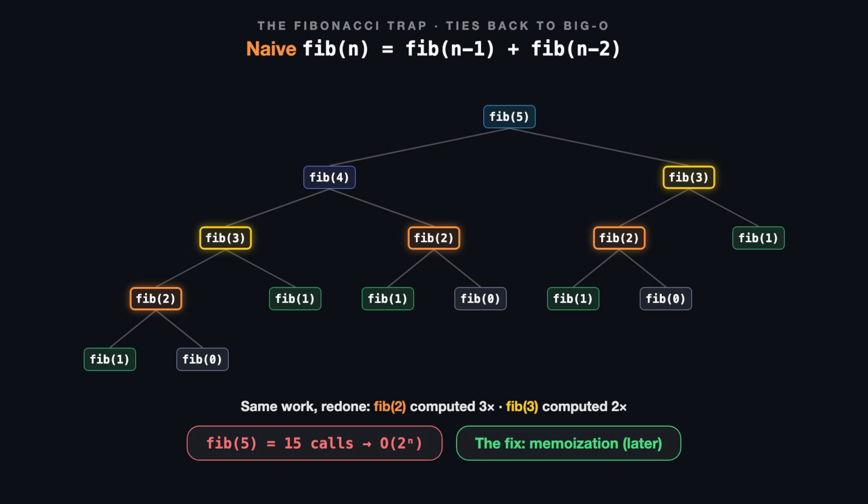Here is the good news, and we go deep on it another day. There is a fix. You remember answers you already computed instead of redoing them. It is called memoization, and it collapses that exploding tree into a straight line. Recursion is not the villain. Recomputing the same thing is.